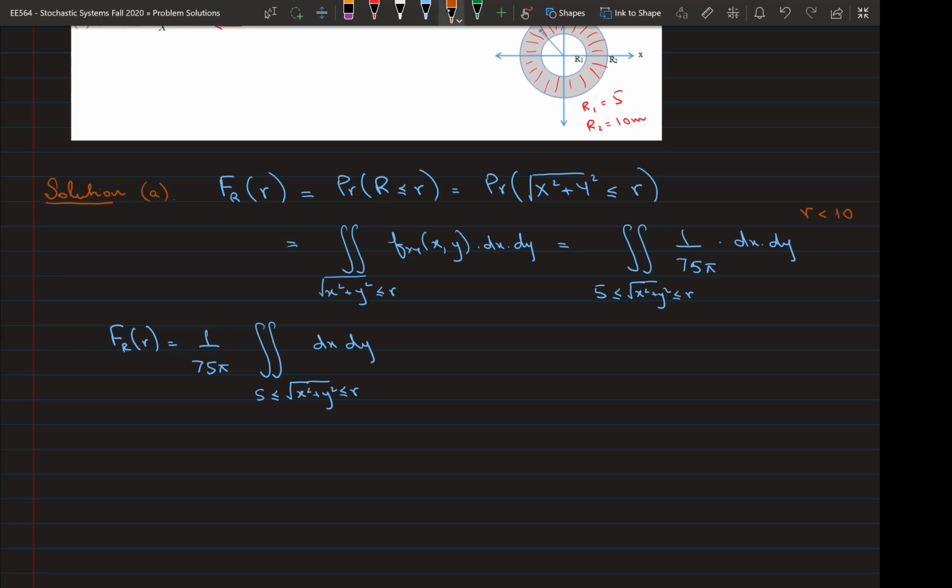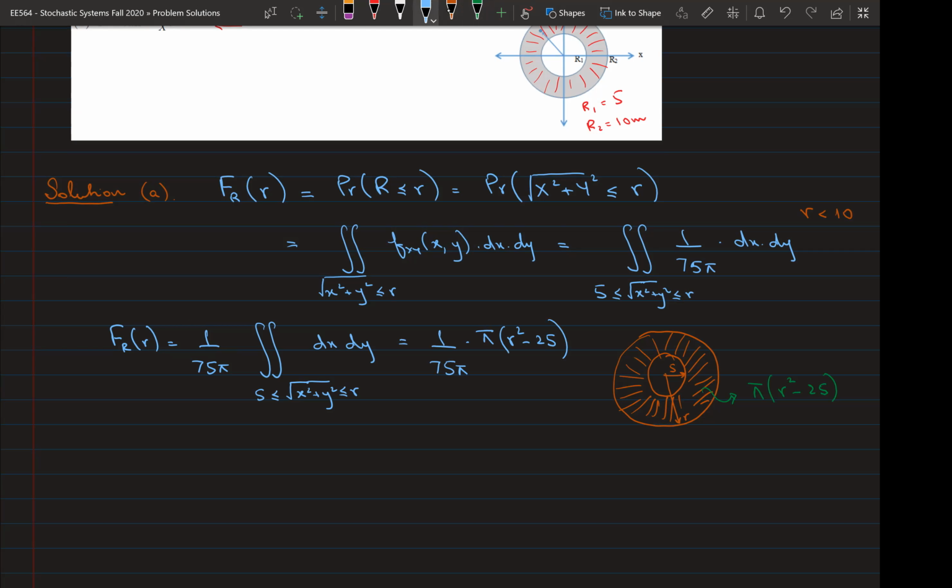which looks something like this, right? So if this distance is 5 and this distance is r, we're just required to find the area in this region, right? That's what this integral represents, okay? And I know that this area is equal to nothing but pi times r squared minus 5 squared, which is 25, right? So this is the area of this annular region, okay? Therefore, this turns out to be equal to 1 upon 75 pi times r squared minus 25. So this is the CDF.